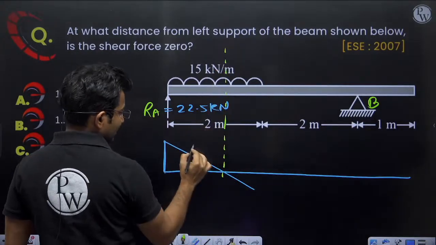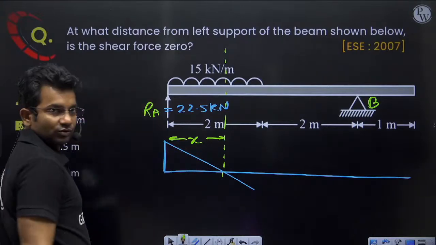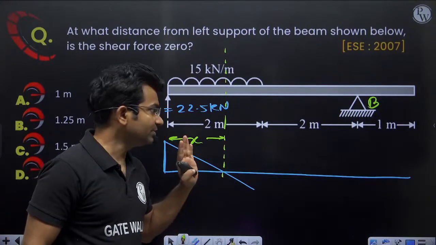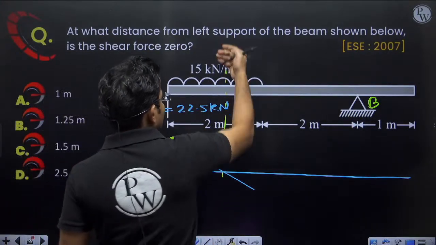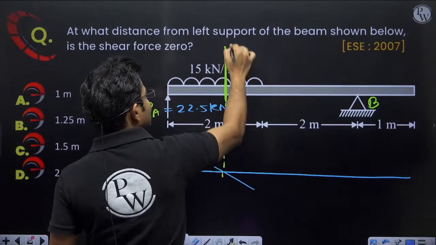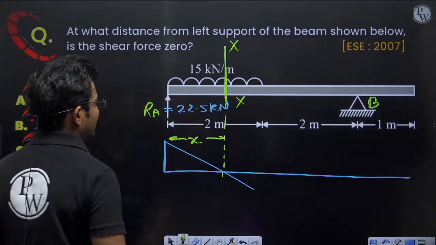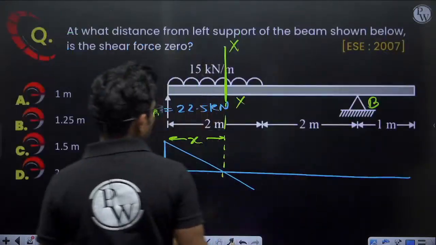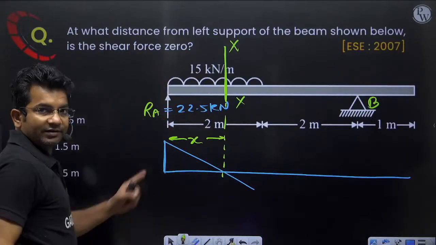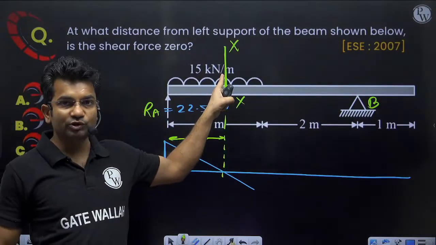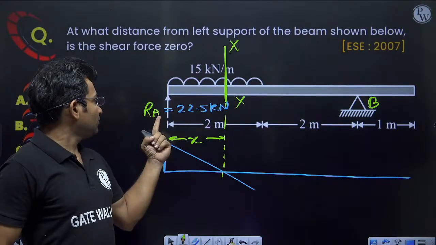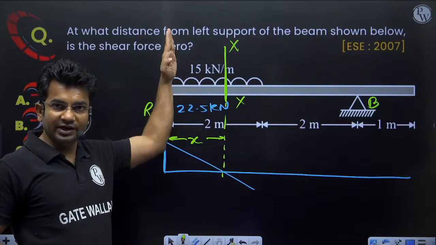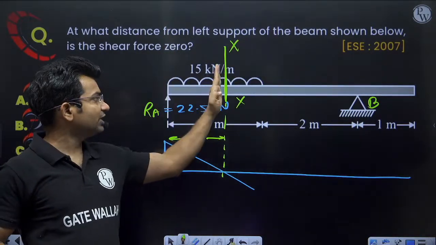Okay, so let us say at x distance the shear force is becoming 0. At x distance from this support, let us say the shear force is becoming 0. So if I want to find that out, let us take this section as xx. Shear force at xx will be equal to how much? RA. Because of RA, is the shear force positive or negative? Tell me. Because of RA, it is in upward direction. Support reaction at A is in upward direction. Now because of this RA, will the shear force at X be positive or negative?